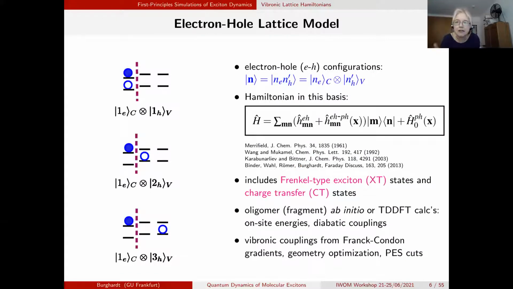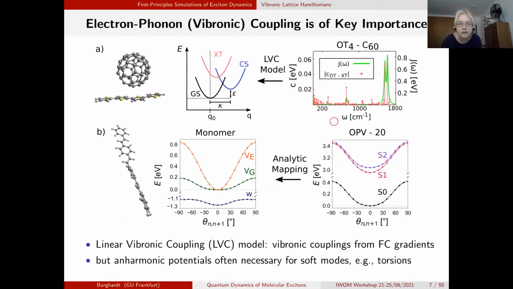And in general, the lattice models that we want are inspired by that picture of having the electron-hole representation and distributing electrons and holes over the lattice. So this model Hamiltonian is going to include Frenkel type states where the electron and hole as a basis function are located at a given site, and charge transfer excitons where we have charge separation, and also long-range charge separated species that you get upon exciton dissociation. And this is the type of Hamiltonian that we want to parameterize.